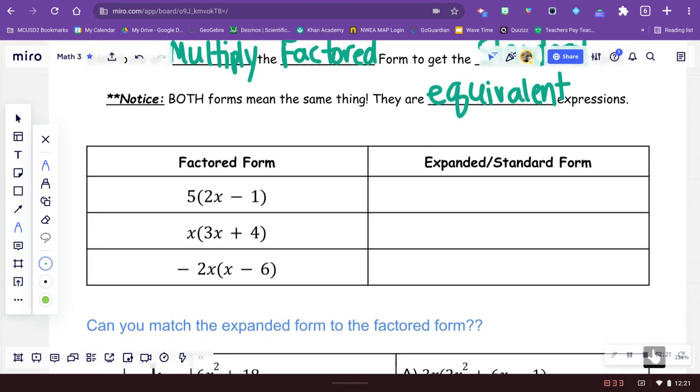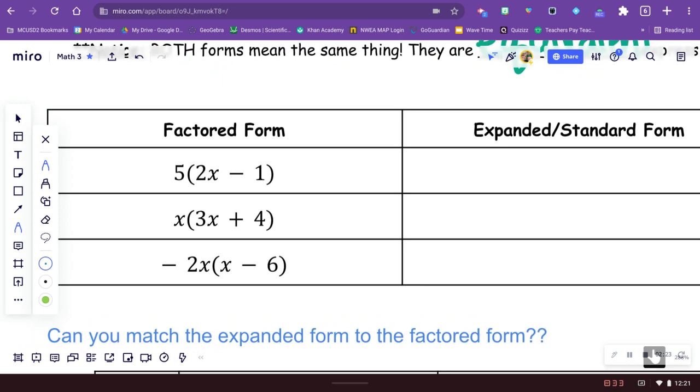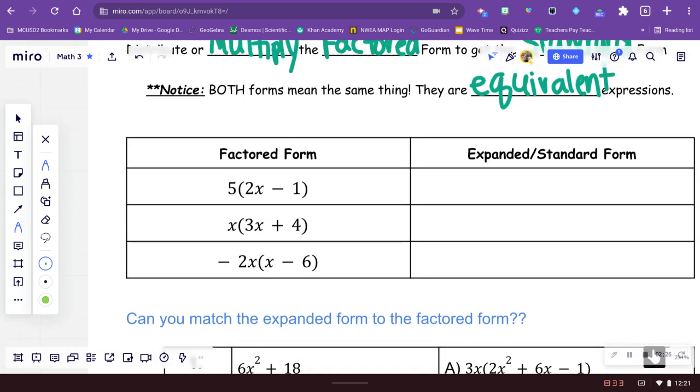So first example here, we have 5 times 2x minus 1. And so I'm going to multiply everything inside the parentheses by 5. So 5 times 2 is 10. X carries along. 5 times negative 1 is negative 5. Okay, so 5 times the quantity 2x minus 1 means the same thing as 10x minus 5.